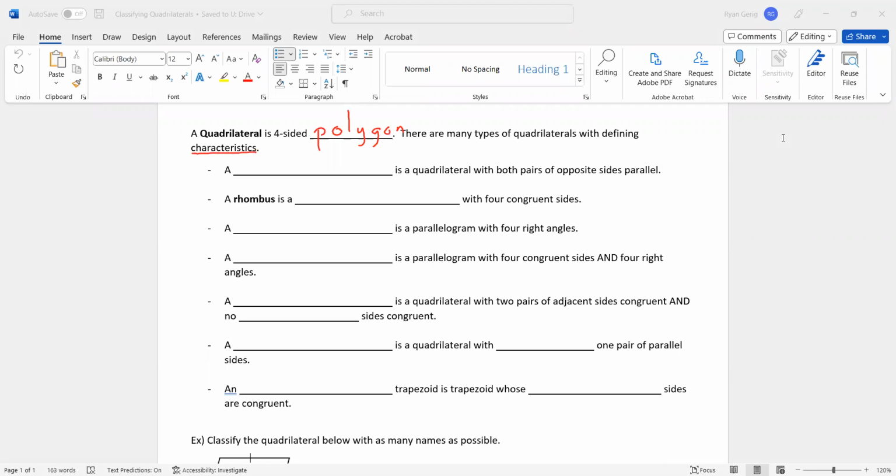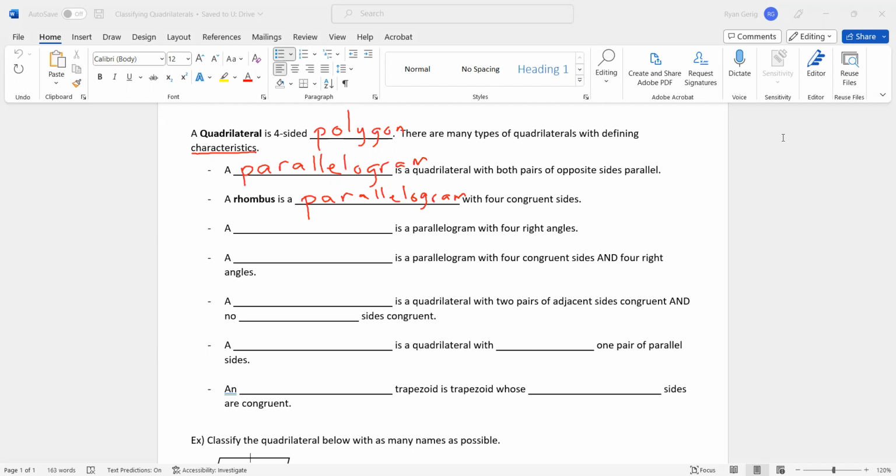The first one, and we're going to jump right into these on lesson two, is a parallelogram. What makes a parallelogram? Well, it is a quadrilateral with both pairs of opposite sides parallel, okay? A rhombus is a type of parallelogram. So in a rhombus, the opposite sides are parallel. But they also have this characteristic. All four sides are congruent, or all the same length.